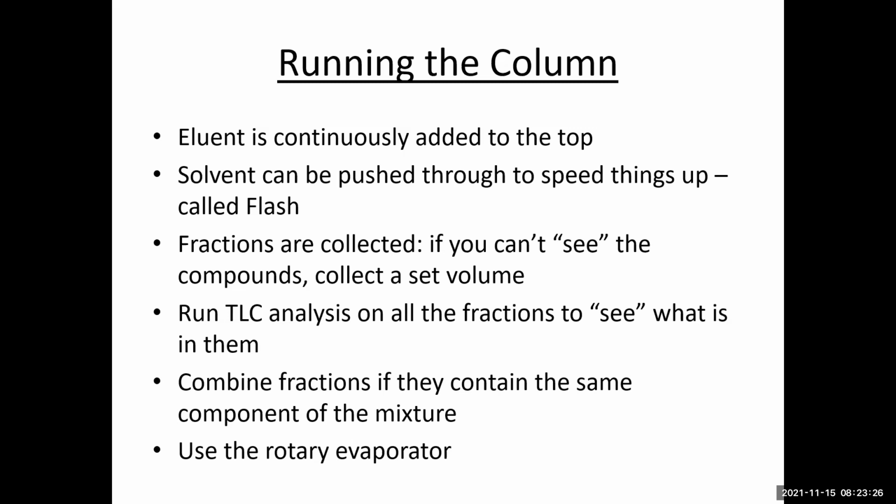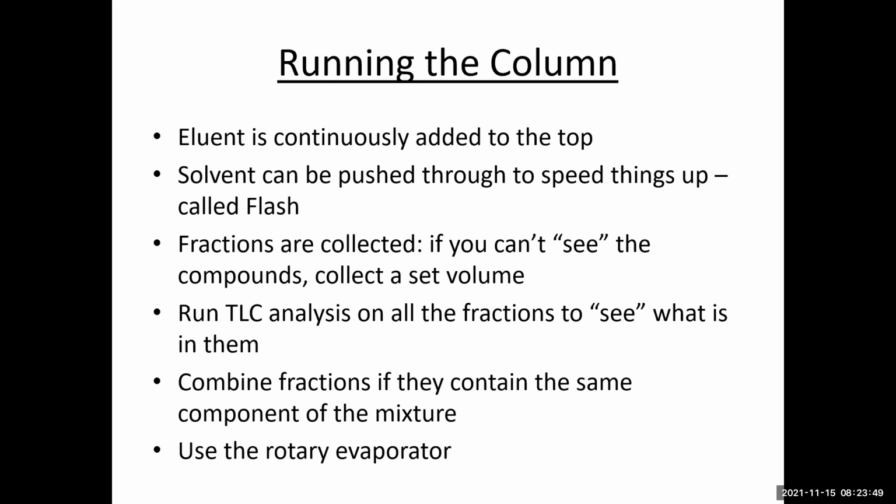Okay, so at the bottom of the column, typically we're going to collect fractions. And if you can't see the compounds, because they're not colored, then you just collect a set volume. Like you fill up the test tube, and each test tube takes 10 milliliters of solvent to fill. So you would just collect a set volume in every single fraction if everything's colorless and you can't see what's going on.